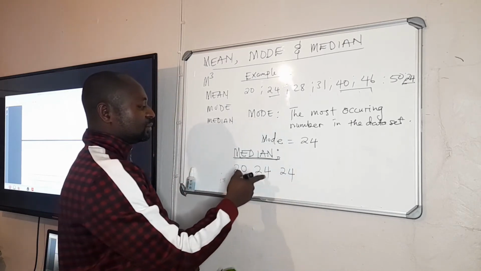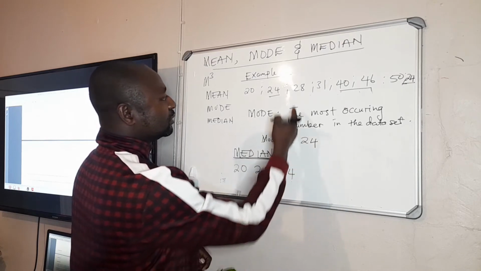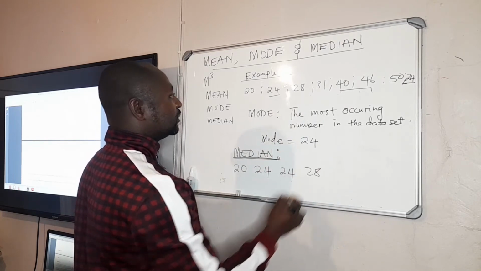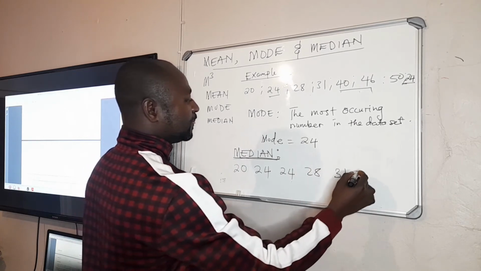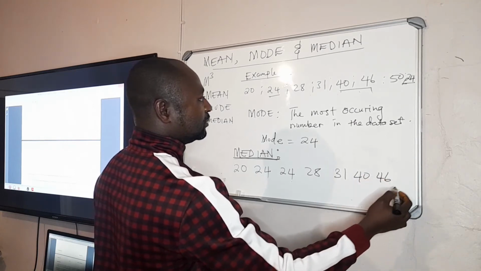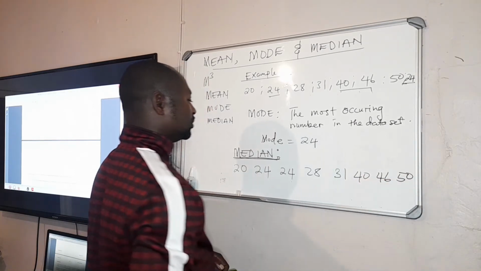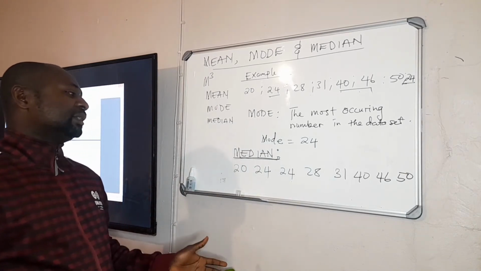So we have 20, 24, 24 again. Now let's go to which number again? 28. Which number again? 31. 31, followed by? 40. Followed by? 46. Followed by? 50. So we have rearranged. Now who can tell me the median?